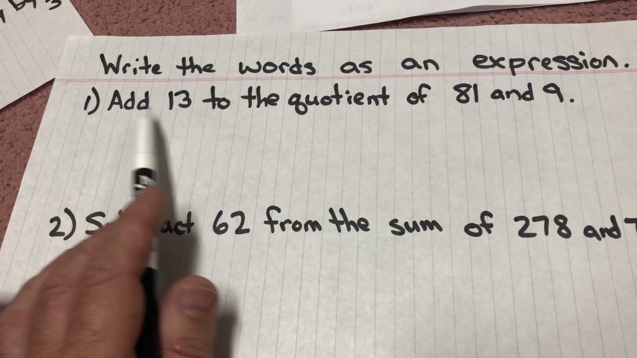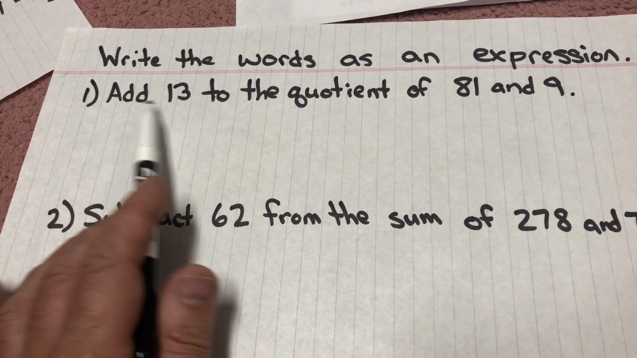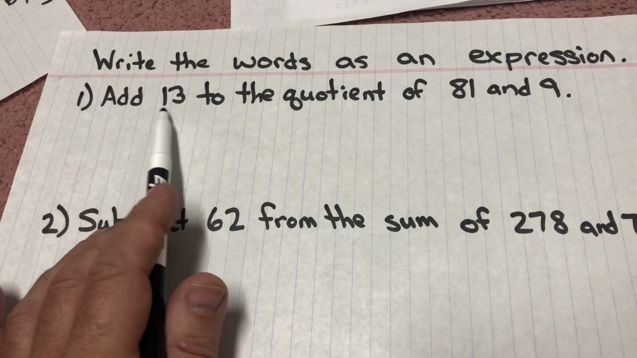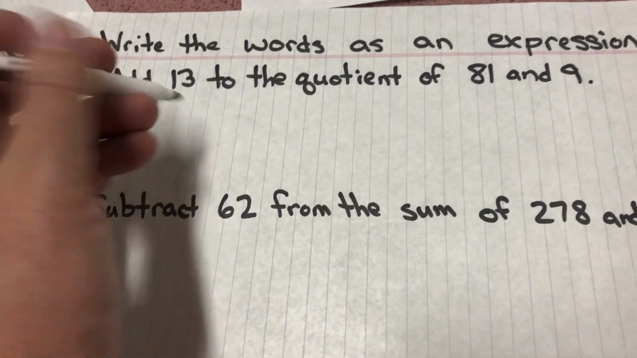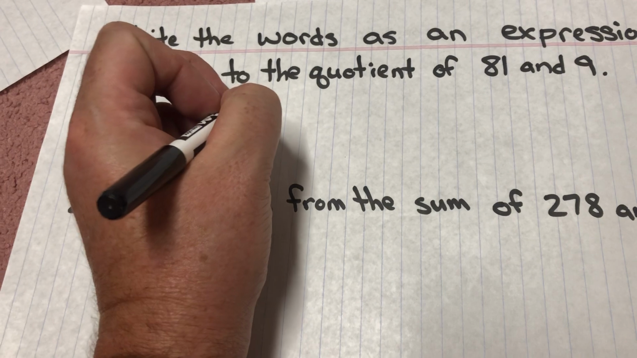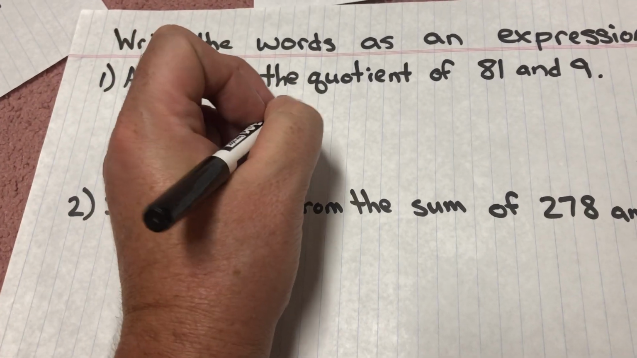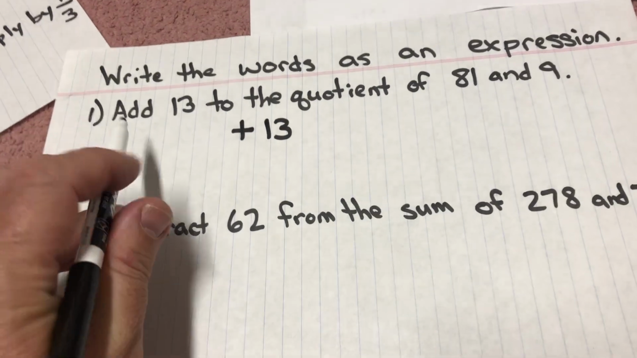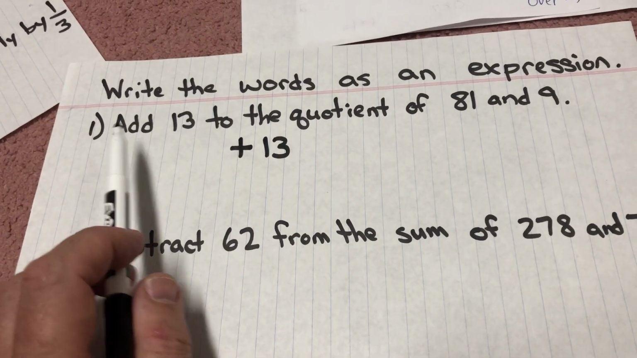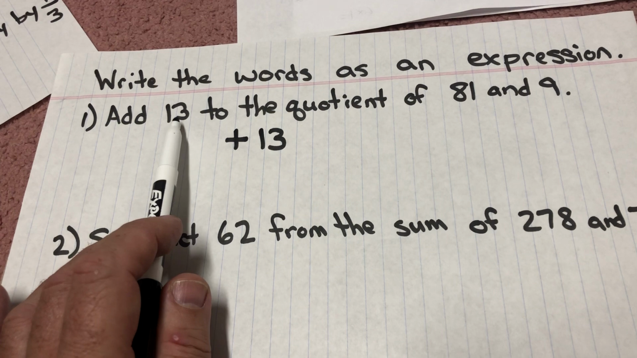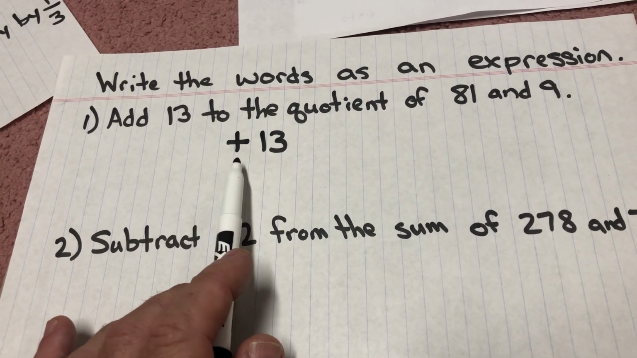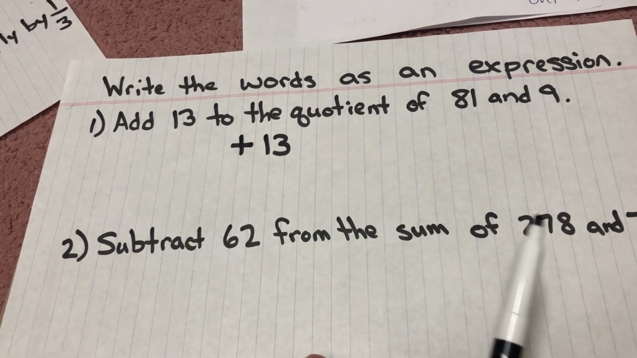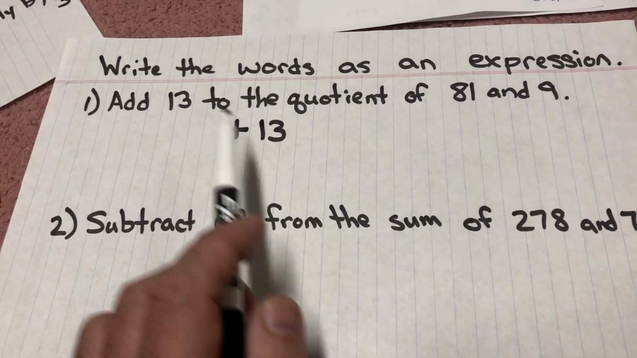First of all, this says add 13. The fact that this says add 13 tells me that somewhere in my expression, it needs to say plus 13. Because I'm adding 13. You want to do what it says. So the fact that it says add 13 means somewhere in my expression it needs to say plus 13. That's kind of what I mean by breaking it down.